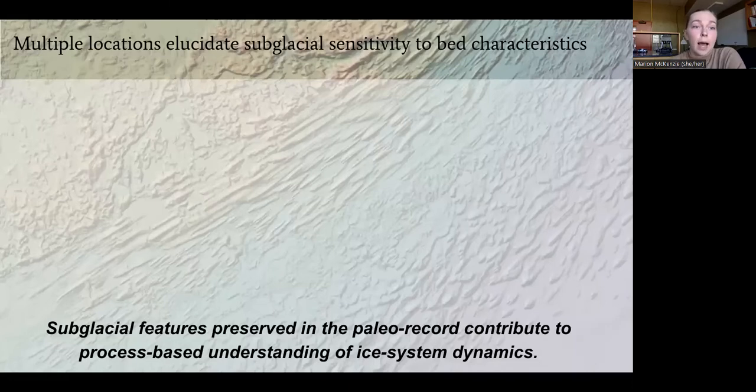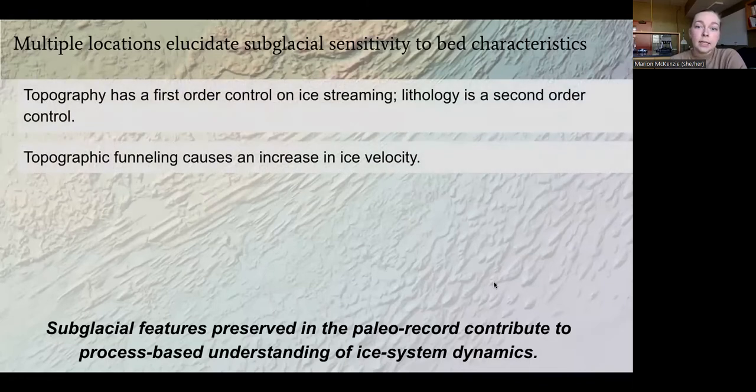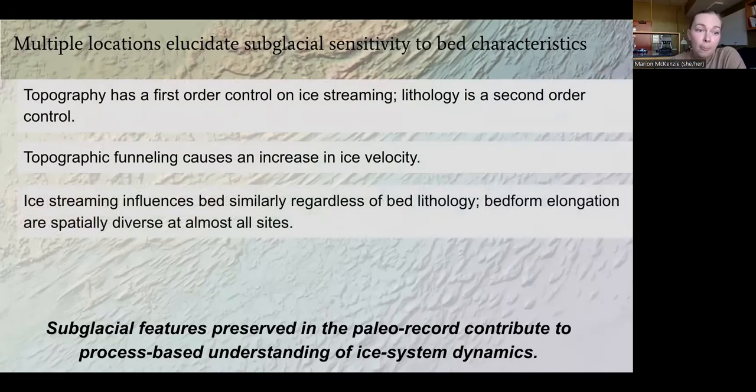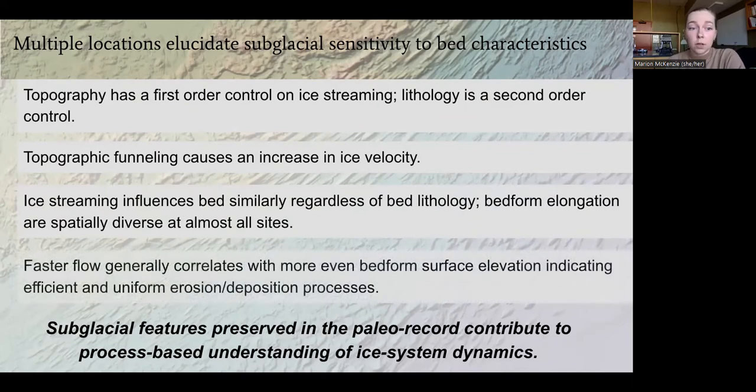So I've just shown a multiple location analysis of how subglacial processes in ice flow are sensitive to bed characteristics. And these are some of the findings. Again, topography has that first order control on ice streaming. Lithology is a second order control. Topographic funneling causes an increase in ice velocity. We see ice streaming influences bed forms similarly, regardless of bed lithology, and elongation is spatially diverse at almost all sites.